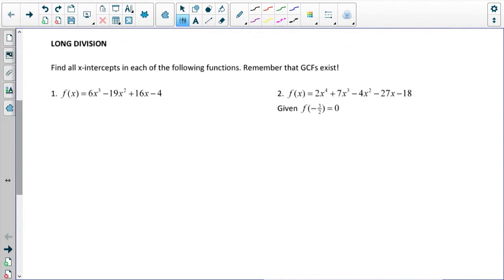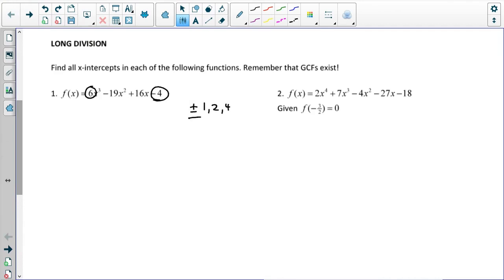We're going to find all x-intercepts of these. I'll give you a hint: none of these are factorable completely by the other methods, on this side of the page or the other one. So if I want to look at this problem, the first thing I'm going to do is use the rational root theorem.